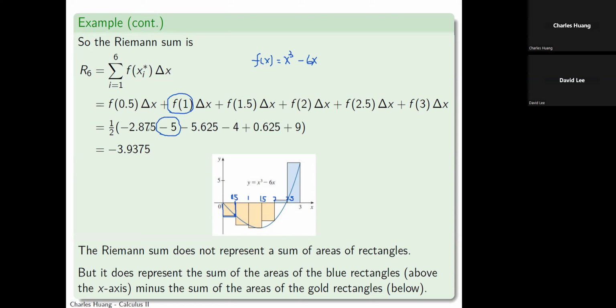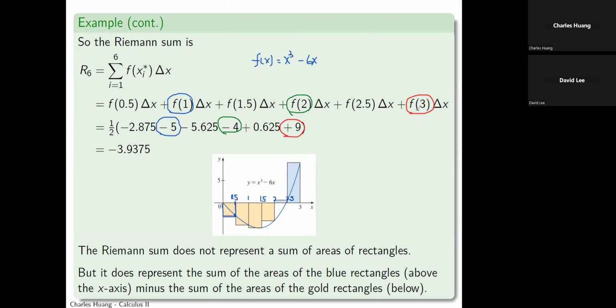Okay, so we calculate them like that. f of 2, if I put 2 in, 2 cubed is 8, 8 minus 12, minus 4. Okay, so that's where these numbers come from. f of 3, 3 cubed is 27, 27 minus 18, so plus 9.